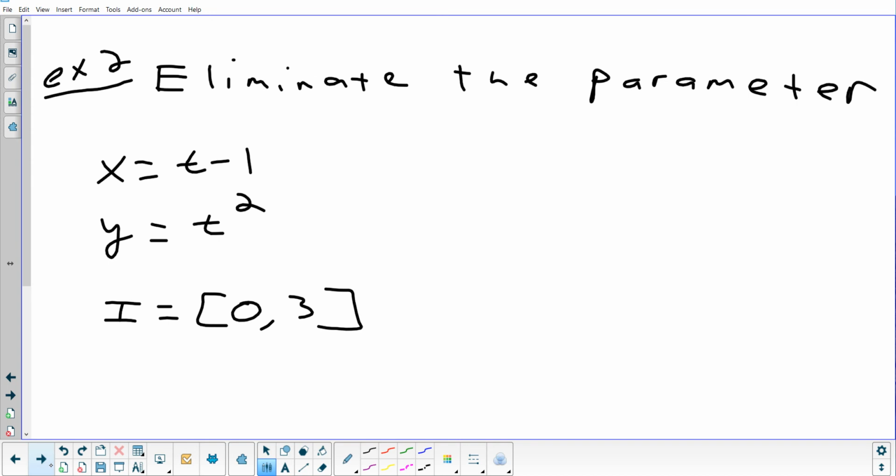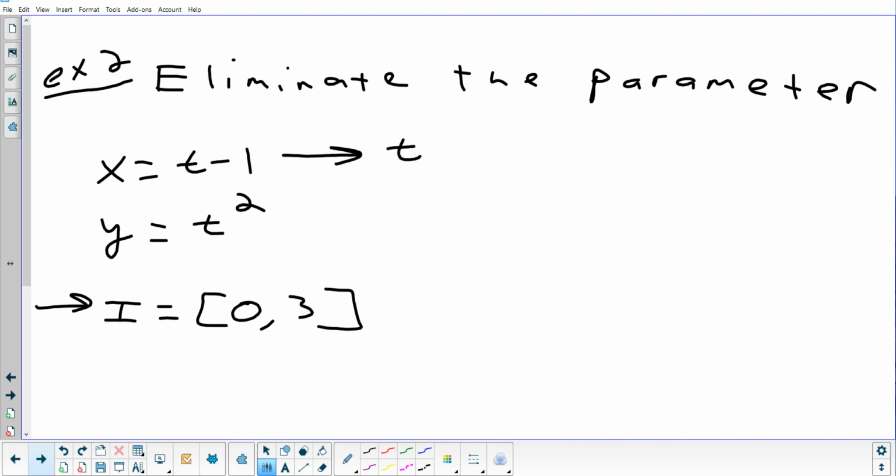Let's try to eliminate the parameter here. This is not really important until you get to restricting the domain at the end. So we can come back to using this at the end. But what's my first step to eliminate the parameter? John? Solve one equation for t. And you have to solve a specific one. X. Yes, solve the x equation for t.